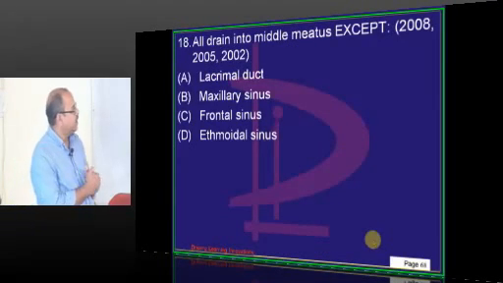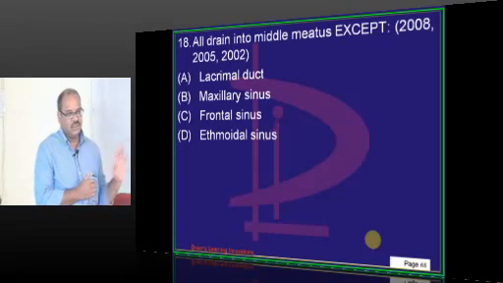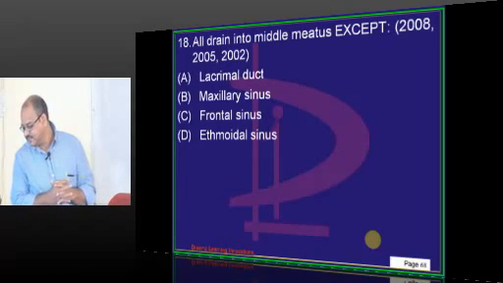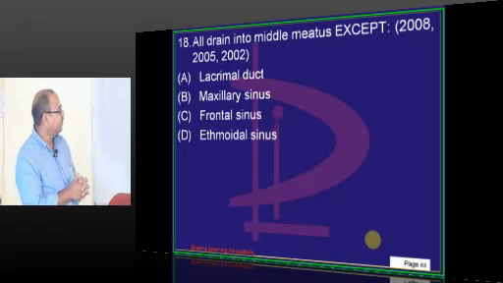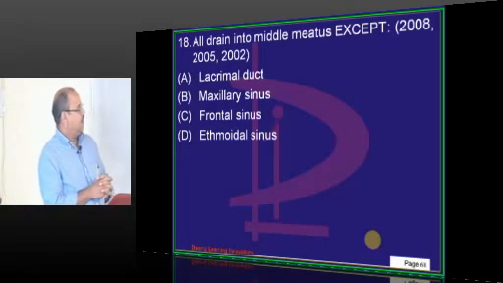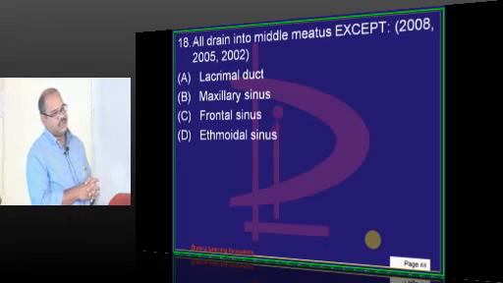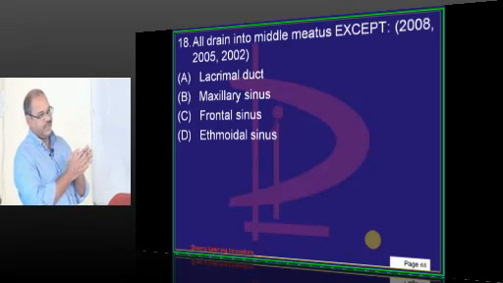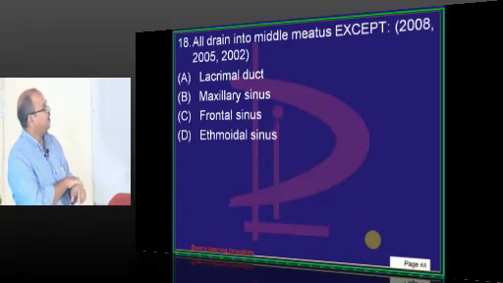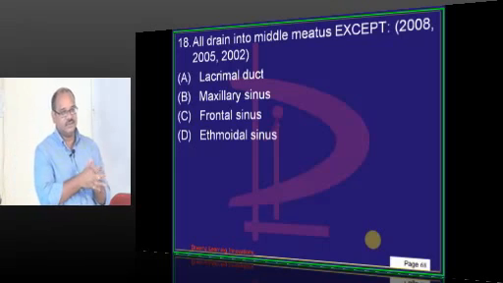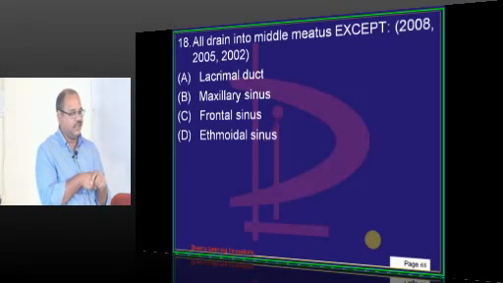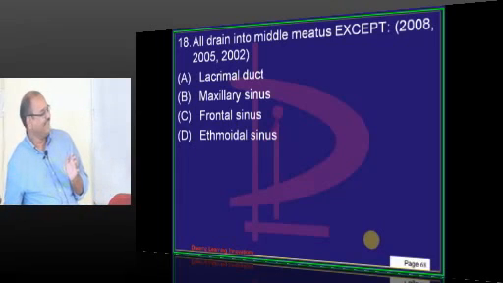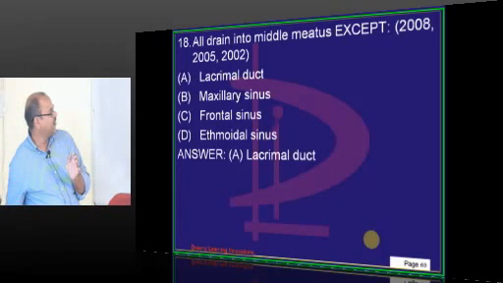All drain into middle meatus except, this is almost easy: lacrimal duct, maxillary sinus, frontal, ethmoidal sinus. A. All drain into middle meatus except, answer would be A. Why? Very good. Lacrimal duct.